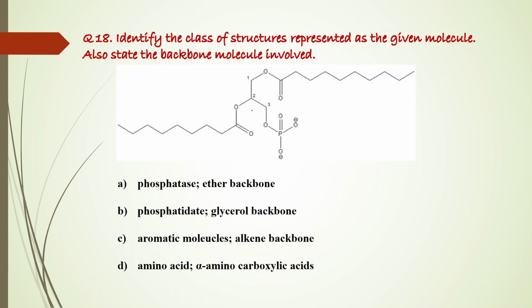Moving to next one. Fine. Identify the class of structures represented as the given molecule. Also state the backbone the molecule is involved in. So you have to identify the backbone of the molecule as well as the classification. So first of all, let us look at the backbone. What is the structure? If you see here, this is C1, this is C2, this is C3. So we have 3 carbon atoms.